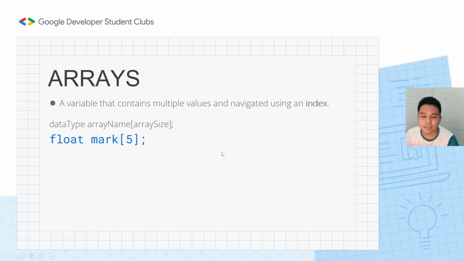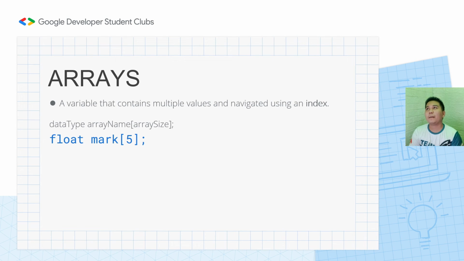So next is the arrays. This is the last subtopic, the arrays. Arrays are variables that contain multiple values and are navigated using an index. So the syntax is data type, array name, array size. An example is float mark 5, something like that. So float is the data type, the array name is mark, and the size is 5.